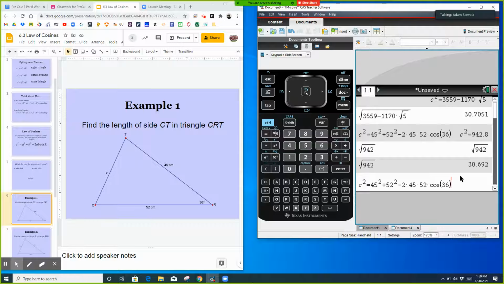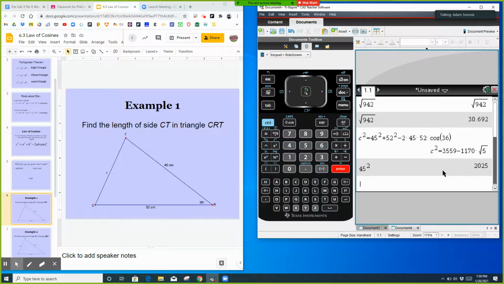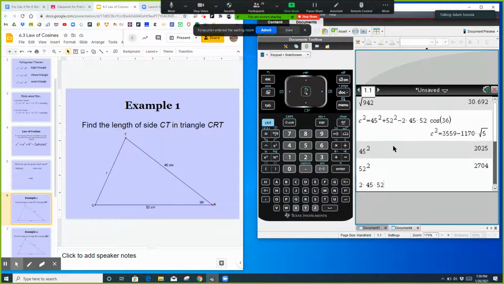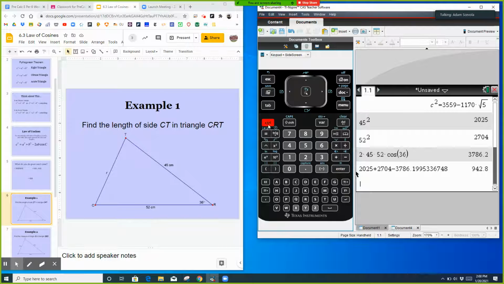The first thing I would do is 45 squared, and that's 2025. And then do 52 squared, and I'd get 2,704. Then I would do 2 times 45 times 52 times the cosine of 36. See what that comes out to be. And now we have to do a squared plus b squared minus 2ab times cosine of C. So I would type that in my calculator, that plus that minus that, and then we get what c squared is, and then you take the square root.